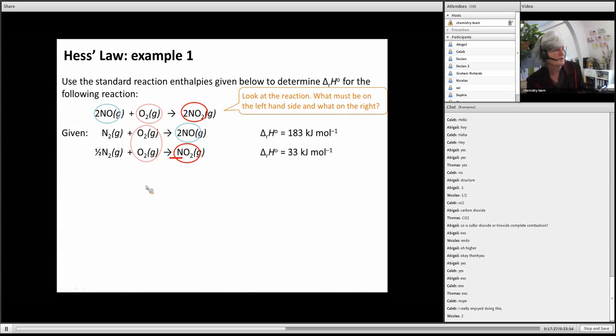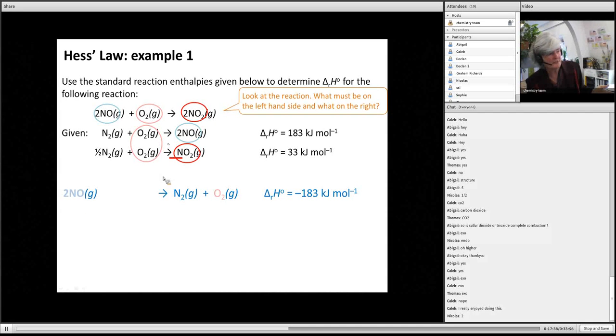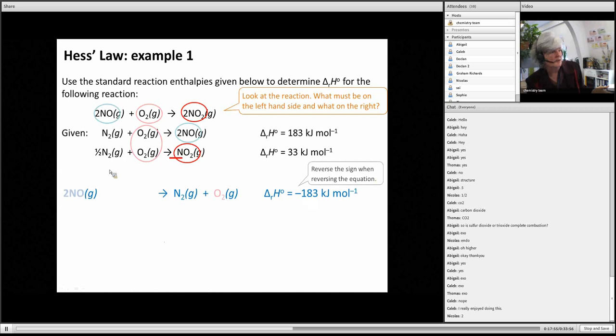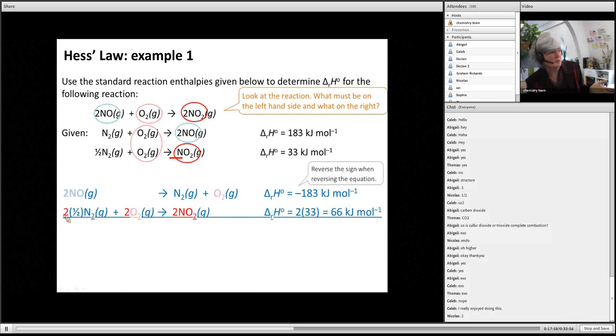Okay, so let's look at that one first, and I've reversed it because I wanted the NO on the left-hand side. Do you notice I've kept all my arrows below each other, so I can easily cancel this one with that one. Okay, and notice I've changed the sign. It was positive, it's now negative. Then this one I have to multiply by 2. So I've got the 2 in front, and so I've had to multiply the 33 by 2 to get 66.